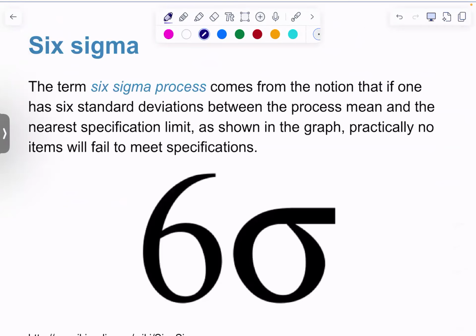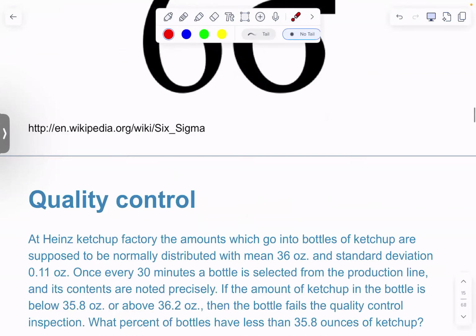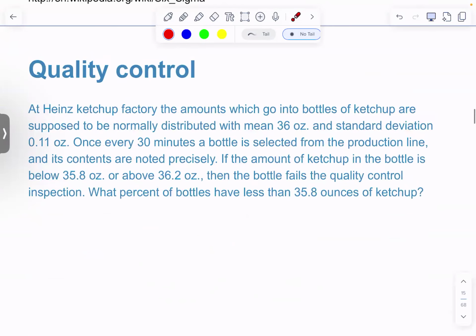So I mentioned Six Sigma, it's pretty big in business. And so anyways, the term Six Sigma process comes from this idea that if you have 6 standard deviations between the process mean and the nearest specification limit, just kind of sets limits, practically no items will fail to meet specifications, blah, blah, blah. Finally, a real example. We're ready for it.